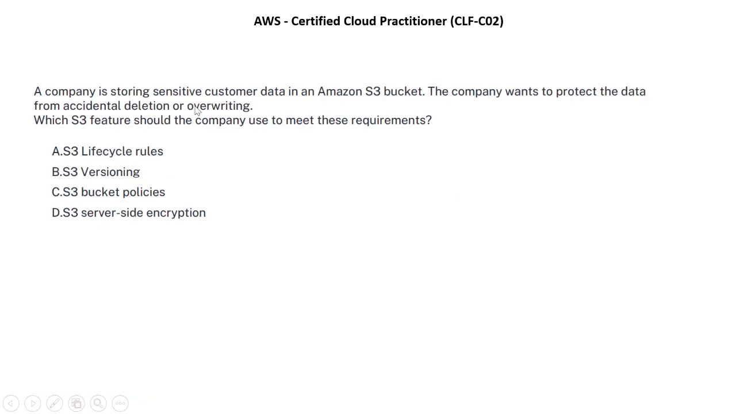A company is storing sensitive customer data in an Amazon S3 bucket. The company wants to protect the data from accidental deletion or overwriting. Which S3 feature should the company use to meet these requirements? Option A, S3 lifecycle rules. Option B, S3 versioning. Option C, S3 bucket policies. Option D, S3 server-side encryption.